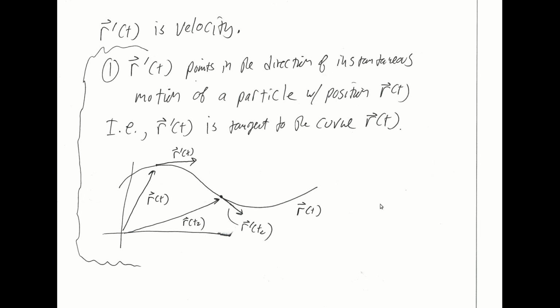So r hat prime is a vector. Vectors have direction and magnitude. The direction shows you the instantaneous rate of change, which is to say the tangent vector to the position curve, whereas the magnitude of r hat prime is speed, in the sense that if I have a bead moving along the curve, how quickly is that bead actually moving?